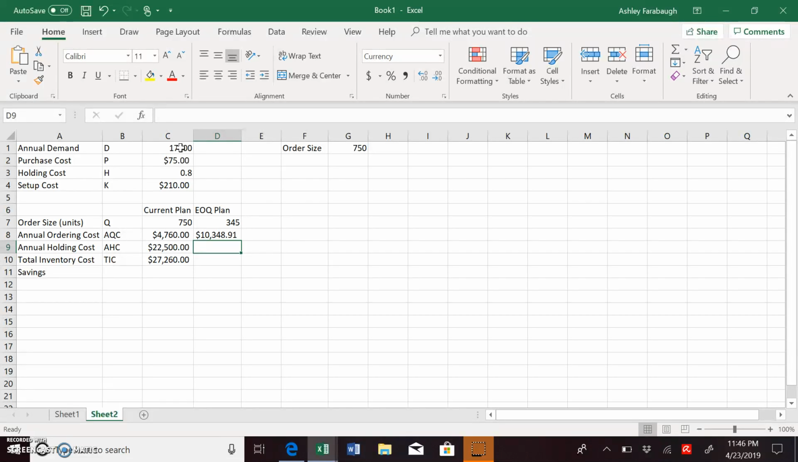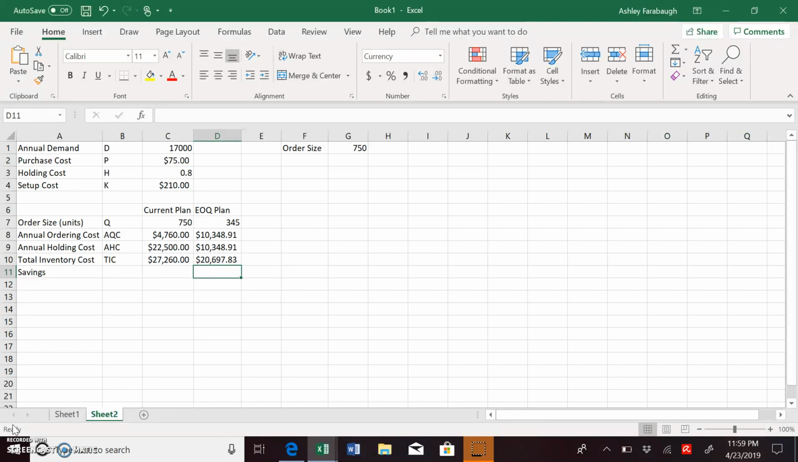Now our annual holding costs. We're going to put our equal sign in, set of parentheses, our order size, 345 divided by 2, close that set of parentheses, times our holding costs, 8%, and times our purchase cost, $75. And hit enter. And that gives us, again, $10,348.91. So to find our total inventory costs for the EOQ plan, we are going to add our ordering costs plus our holding costs.